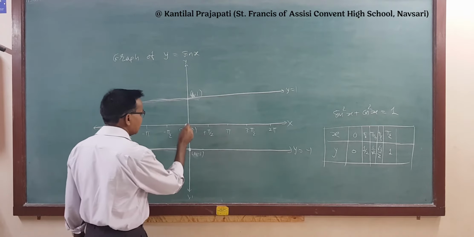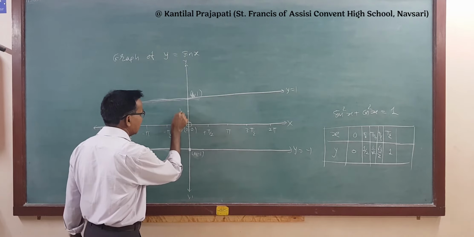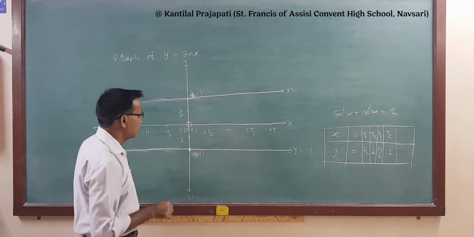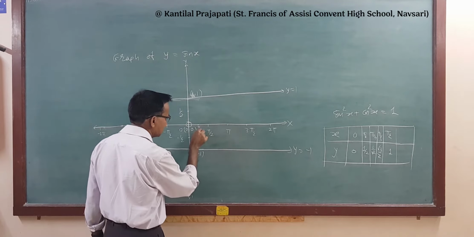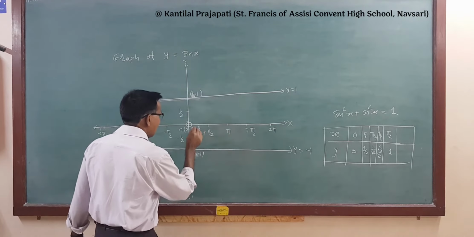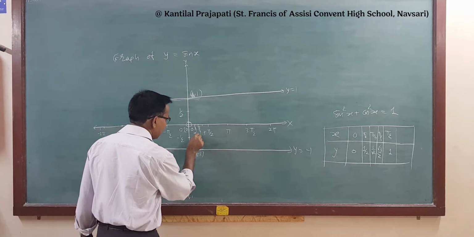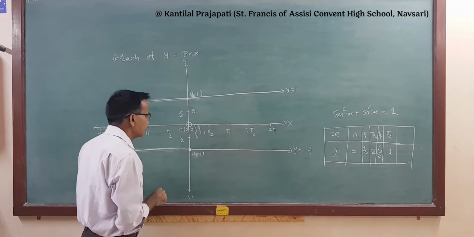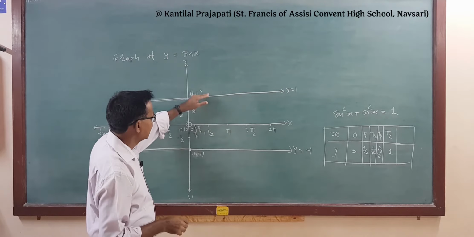The first point is 0, 0. Then this is 1 upon 2, the midpoint of this. Here we get minus 1 upon 2. Pi by 4 is the midpoint of 0 and pi by 2, so pi by 4 must be here. Pi by 6 is here on both sides. This value represents pi by 6, and the value of sine pi by 6 is 1 upon 2. Then we go directly to pi by 2.